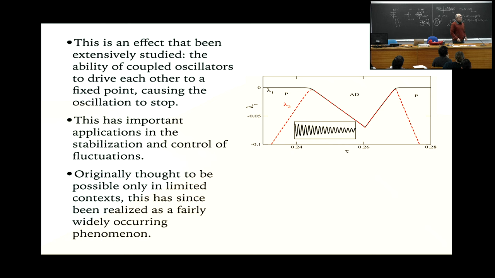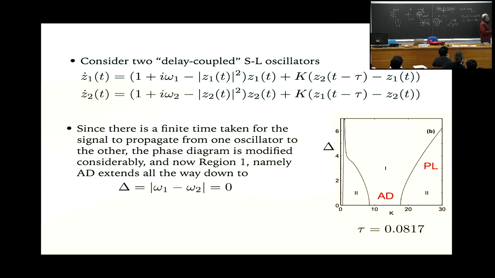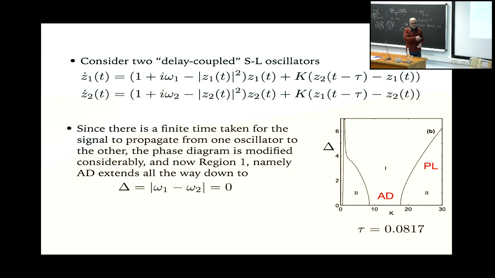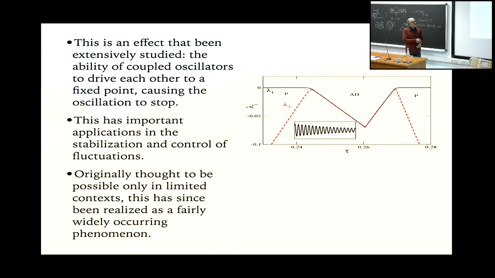The phase locking over here is synchronization. What I'm showing you over here is a picture of the largest Lyapunov exponent in the system. This is a four-dimensional system, because there are two equations for this and two equations for this, separated into real and imaginary parts. Once I do that, if I calculate the largest Lyapunov exponent, the largest two look like this. This is the region of amplitude death.